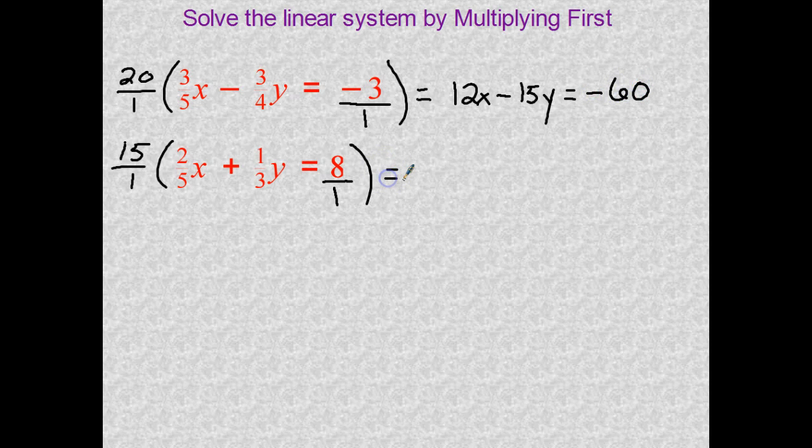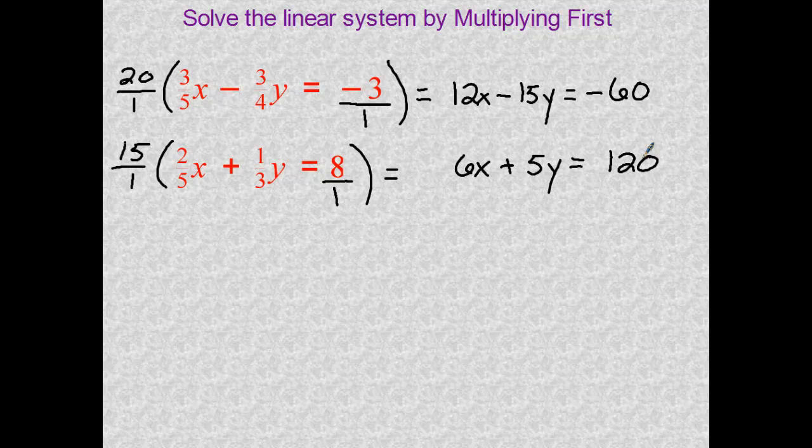All right, now the bottom equation, we can do our cancellations here. 5 goes to 1, 15 goes to 3. 3 times 2x is 6x. Cancel, 3 goes into 3 once, and 5 times on the top. 5 times 1y is 5y. And 15 multiplied by 8 over 1, that's going to give you 120.